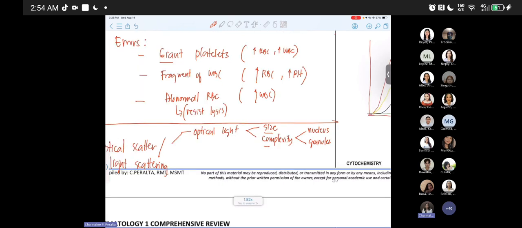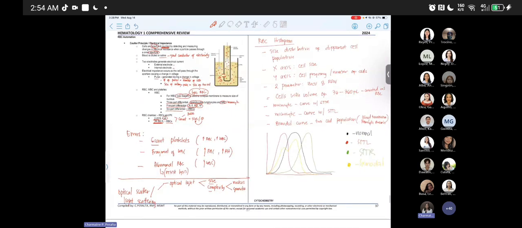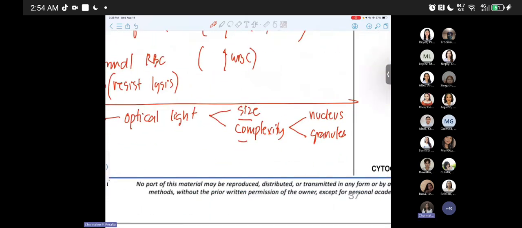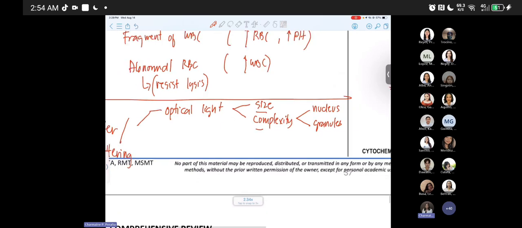So ang RBC automation, kung hindi impedance counting, optical scatter ang ginagamit na principle. Iba-iba yan per machine, so you can check your machine. If gusto ninyong magmagaling sa stuff ninyo, itanong ninyo, ano po ba yung machine na yan? 3-part, 5-part, 6-part? Ano po yung principle? Impedance po ba or optical? But I bet hindi rin nila alam.